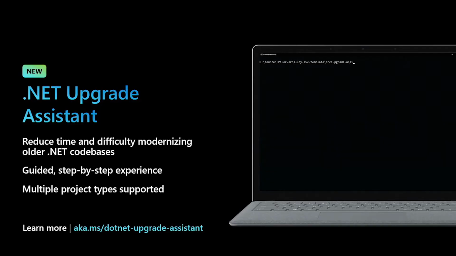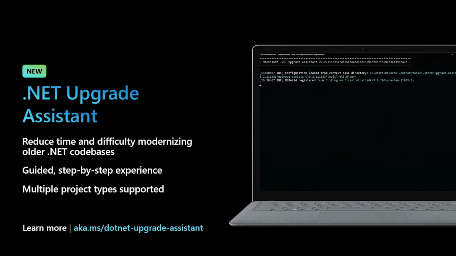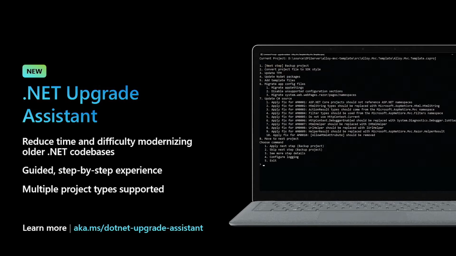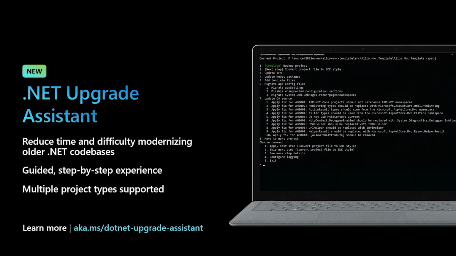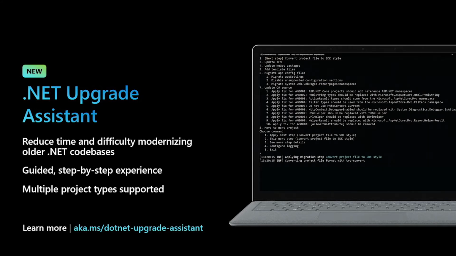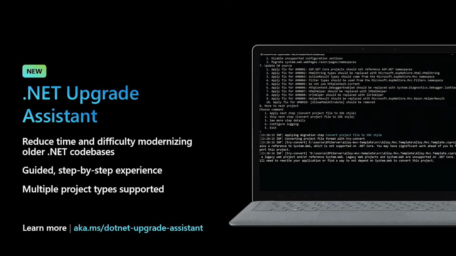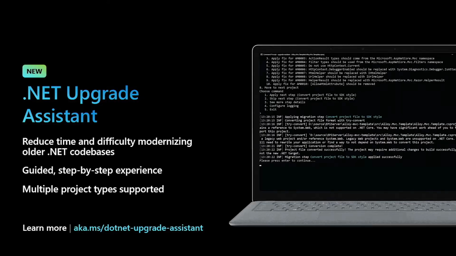Today, we're introducing the .NET Upgrade Assistant that helps you modernize older .NET code bases. It's a command line tool that gives you step-by-step instructions for upgrading to the latest versions of .NET. The .NET Upgrade Assistant is in preview and being used by Optimizely, an EpiServer company, to move their large mission-critical applications to .NET 5.